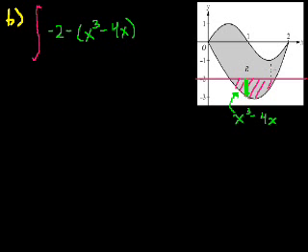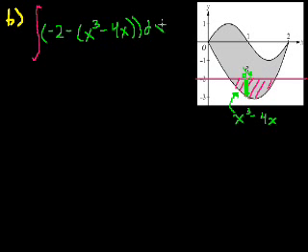And this is y is equal to -2. And then this function right here is y is equal to, and we had written it down in part A, x cubed minus 4x. That's this curve right here. So the height of each of these little rectangles is going to be -2 minus (x to the third minus 4x). That's the height of each of these rectangles. And then the width of each of those rectangles is dx. So we're going to multiply that times dx.